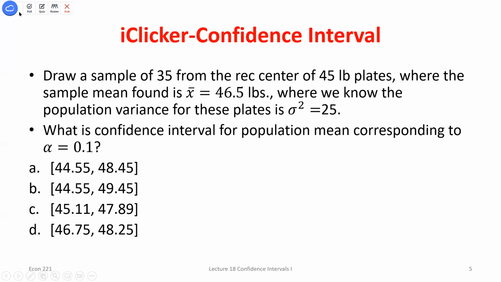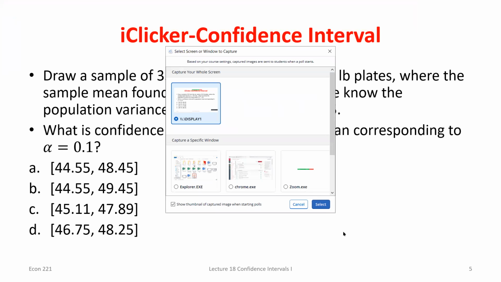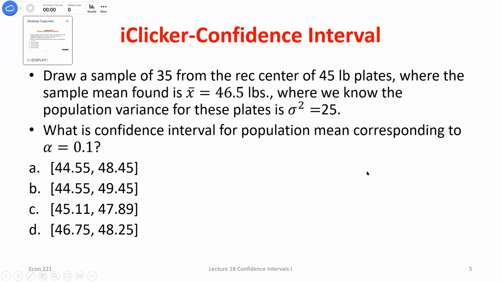So let's do a slightly different one here. I want to see how you guys are getting this. So you're going to have that z table. Think about if we instead had a situation where I wanted to build a confidence interval. Somebody took an example, but there's a reason why I'm using it. Let's say I go over to the rec center, I grab 35 of the 45-pound weight plates, and I find that there's a sample mean of 46.5.